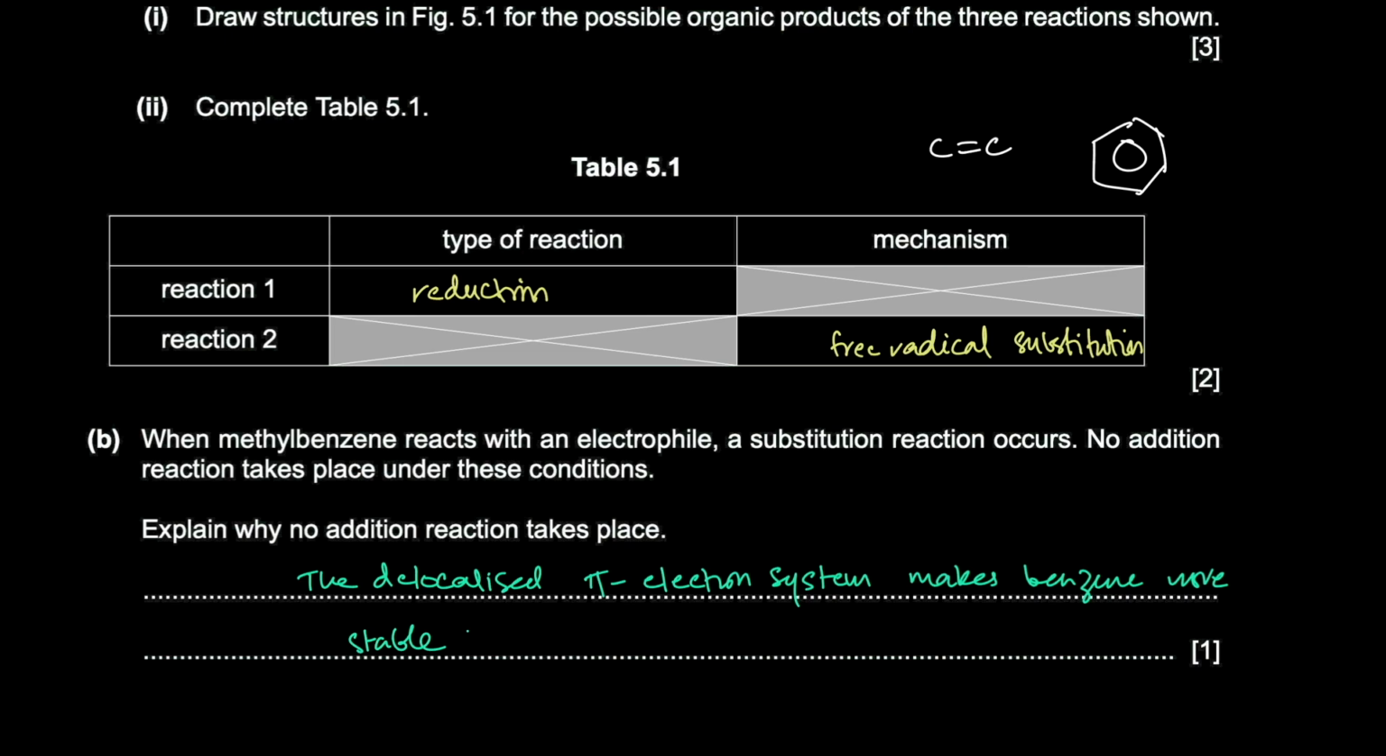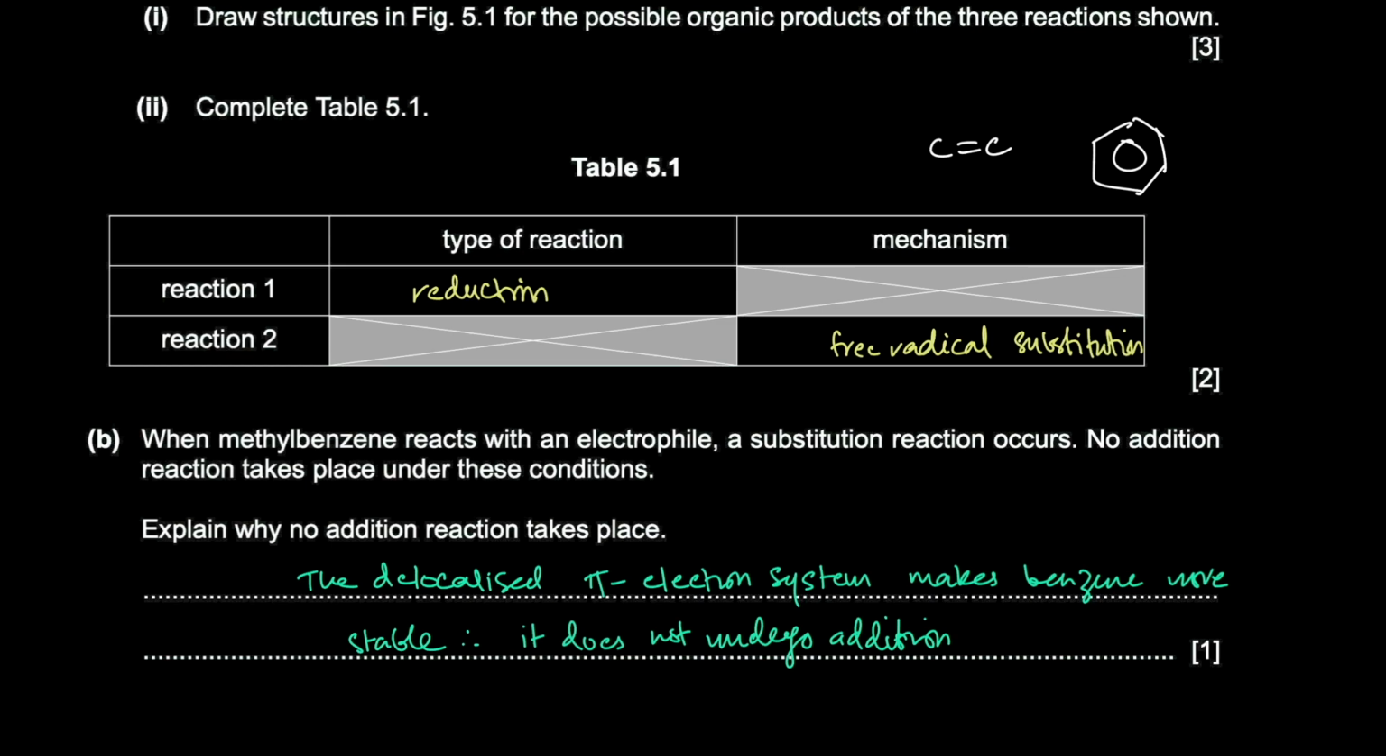Therefore it does not undergo addition, because this pi electron system is preserved. It's preserved if it undergoes substitution. If you had addition, then you wouldn't have this pi electron system anymore.